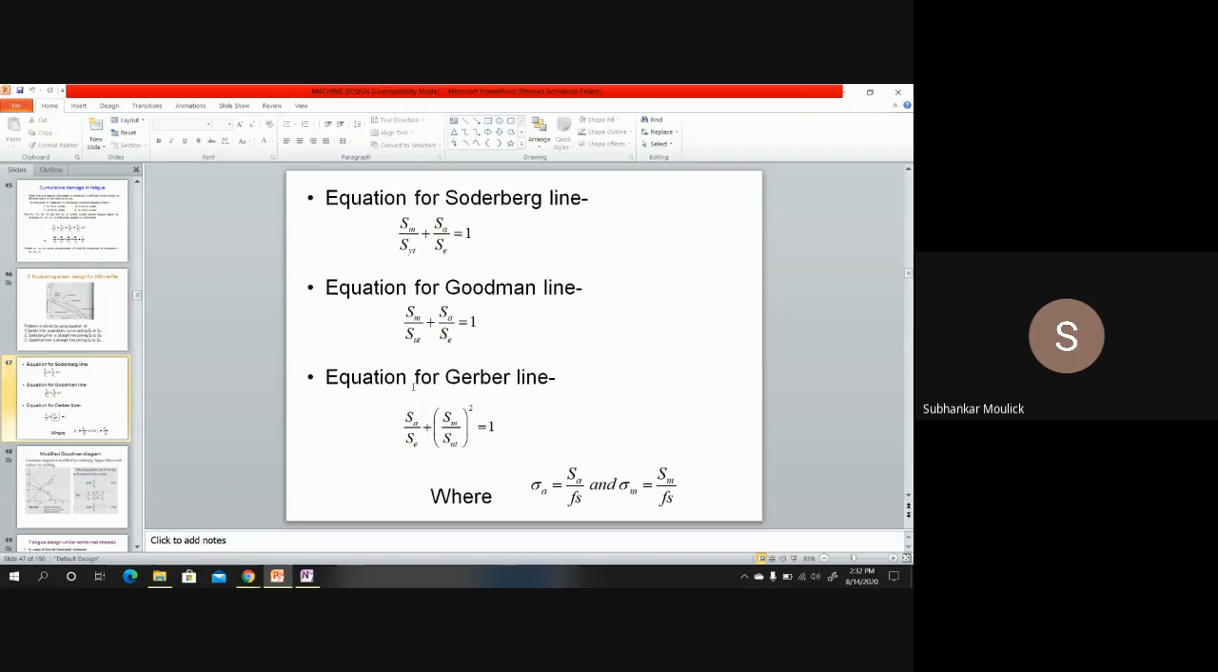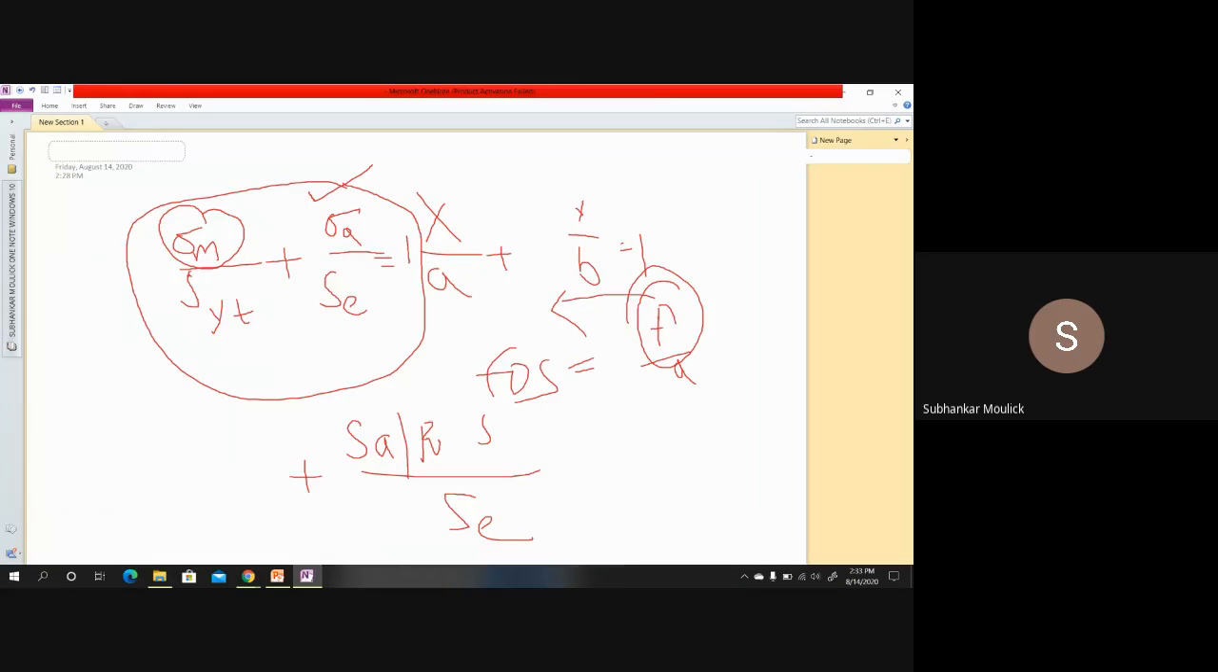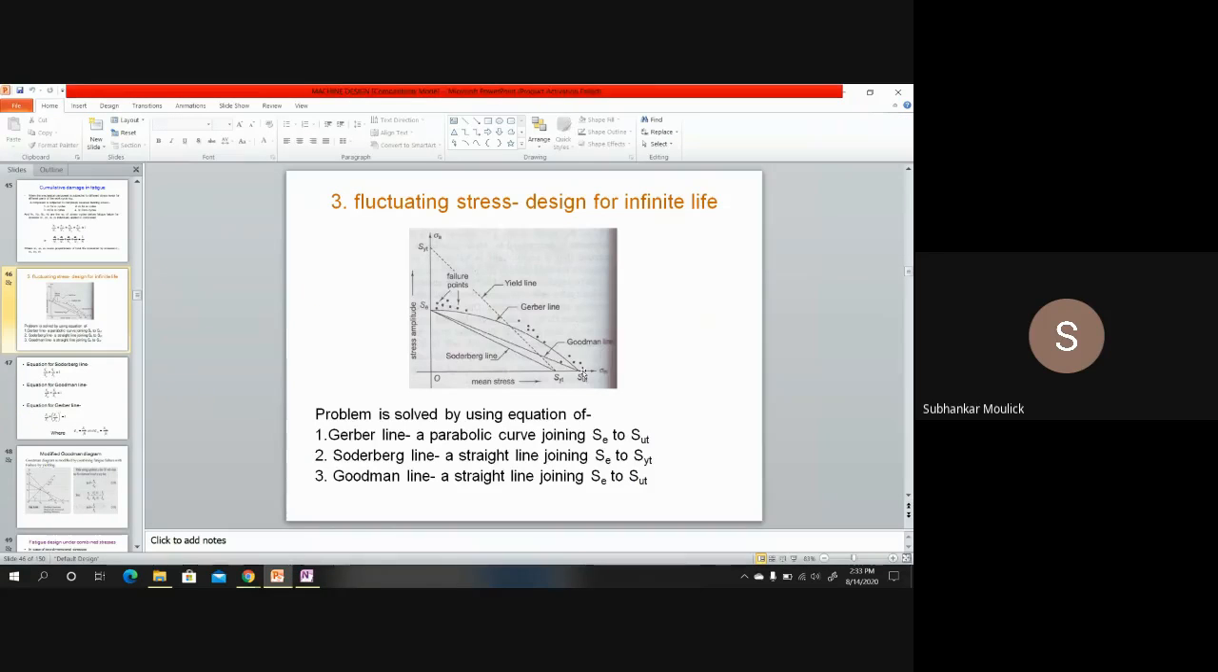So no need to remember all these equations. You just remember this equation for Soderberg line, and for the remaining two, Goodman and Gerber line, you accordingly substitute in place of sigma m, sigma a and the endurance limit with factor of safety. Is it clear? All these lines are clear? Soderberg line, Goodman line, and Gerber line. Yes, sir.